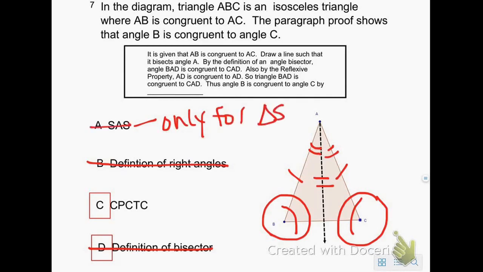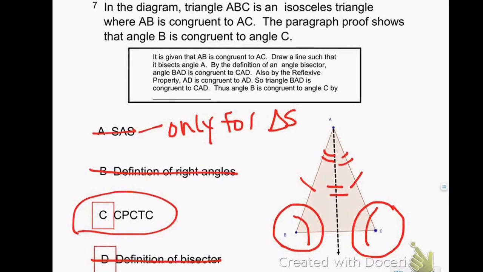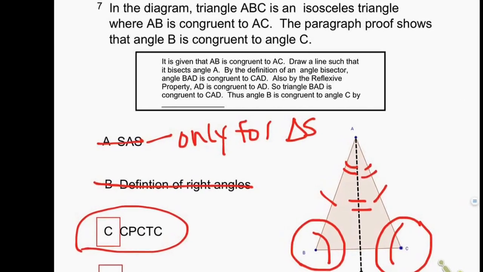So I could mark that out. That leaves choice C, CPCTC. Remember that stands for corresponding parts in congruent triangles are congruent. And angle B and angle C are definitely corresponding parts.